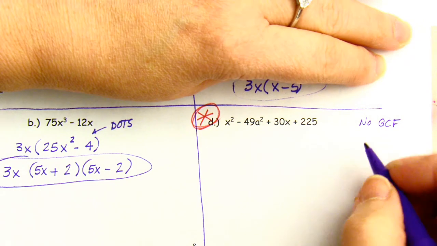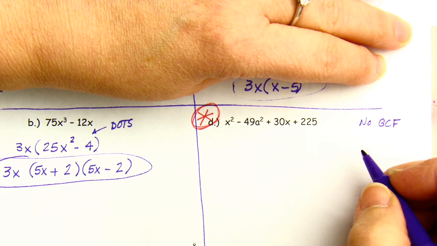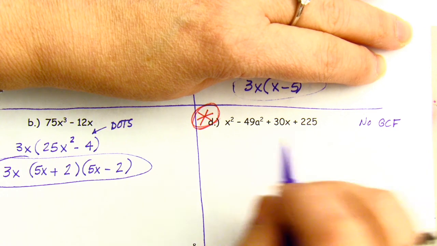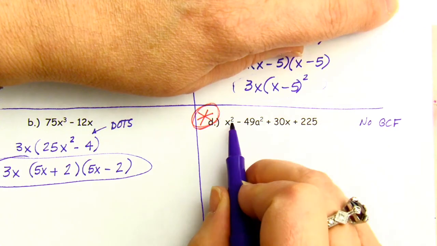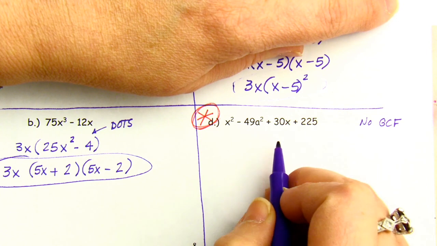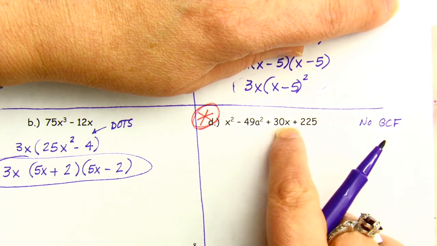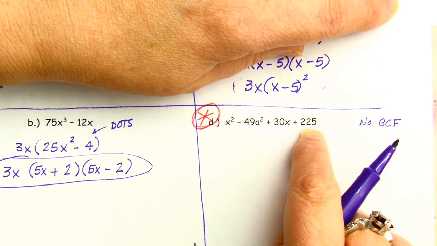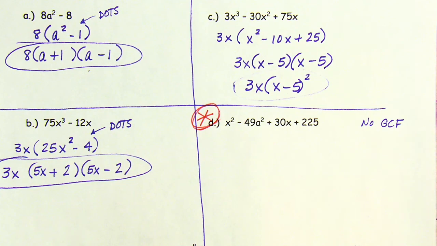Grouping 2 and 2 won't work. But notice what's going on here. I have an x squared here, and I have an a squared as well. This is an x, and that's a constant. So this kind of problem is one that we're going to group as a trinomial and a monomial, and then we're going to trick the monomial.